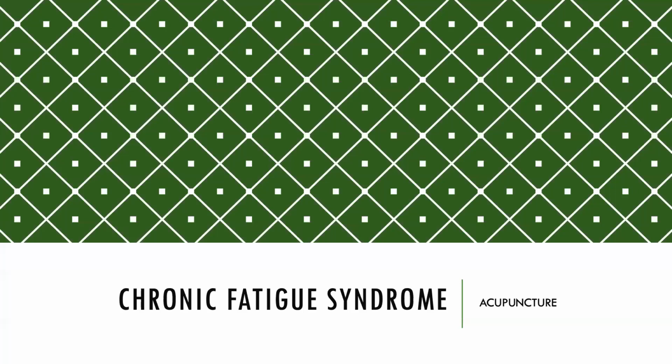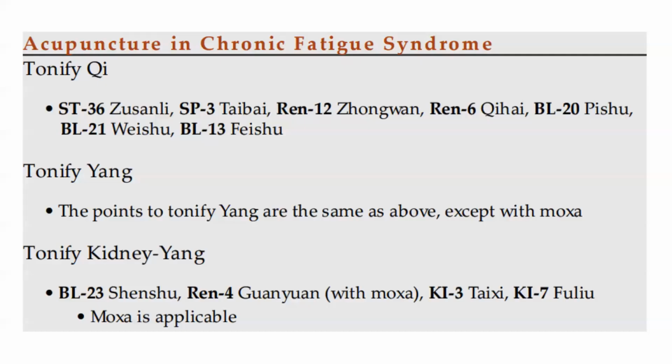Let's now discuss acupuncture for chronic fatigue syndrome. Treatment principles and points. Tonify the qi: we use Stomach 36, Spleen 3, Ren 12, Ren 6, Bladder 20, Bladder 21, Bladder 13.